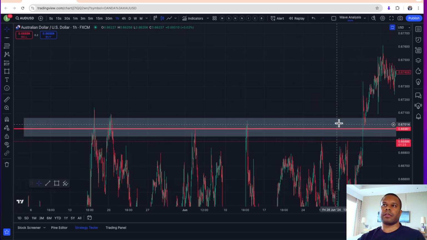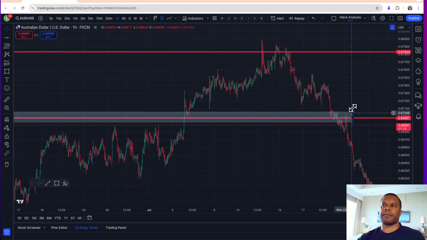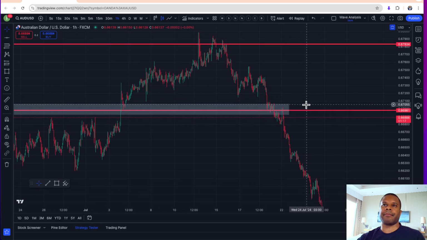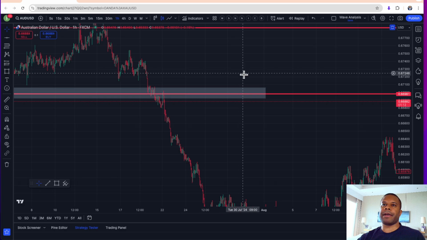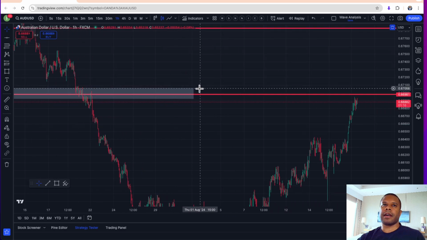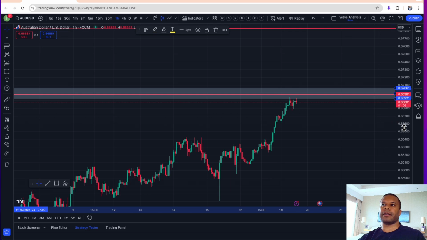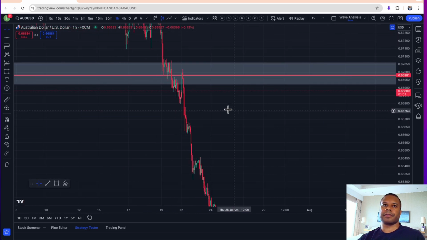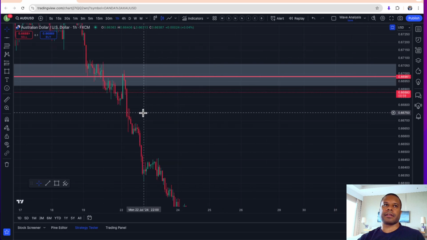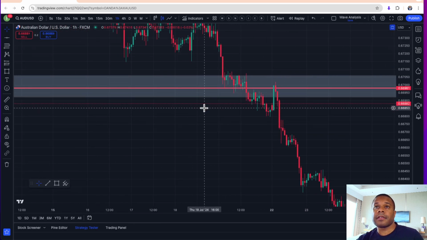So what I'm showing you is the power of marking up the top-down analysis. I can see what these major levels are. Right. And now we can bring this back over here. We can see what price is about to do. So guess what? We see the same thing here. We see it in this test.